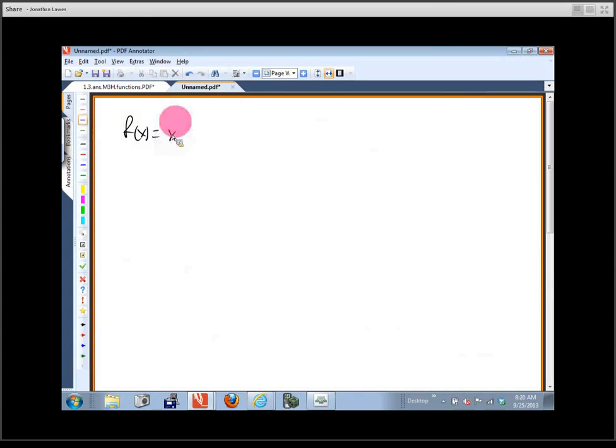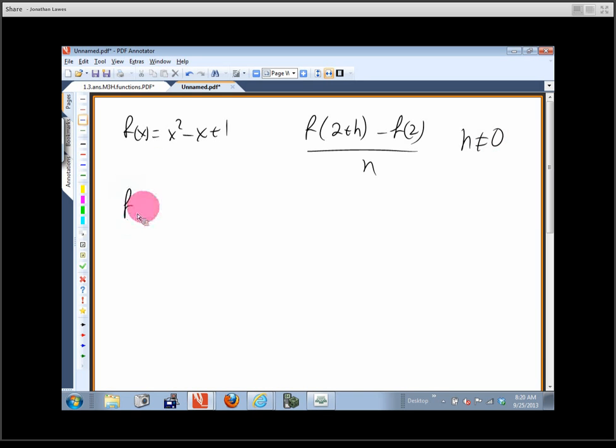And they want us to figure out f of 2 plus h minus f of 2 all over h, right? That's what they're after. And what else did they put with this expression right here? Okay, h can't equal 0. You can plug in anything for h except for 0. So let's figure out what f of 2 plus h is, because that's that first quantity right here.